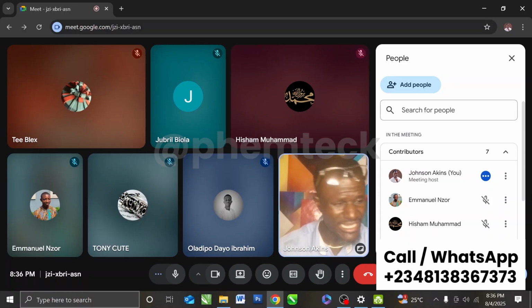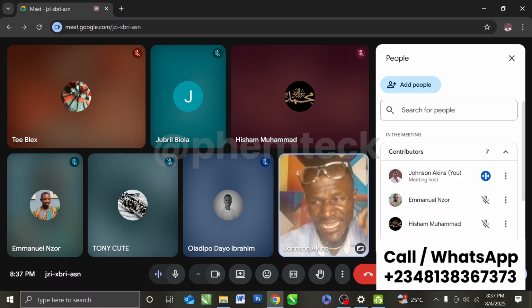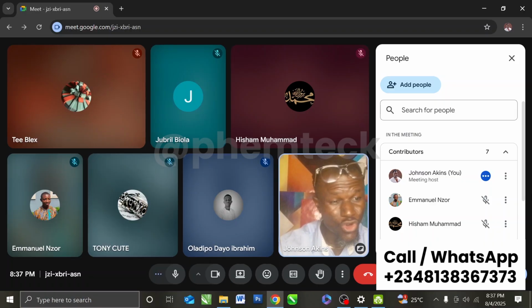The first one is keep it simple. The second one is what? Consistency is key. Maintain a consistent look and feel throughout your design. That is what I mean by consistency is key. Take note of that.